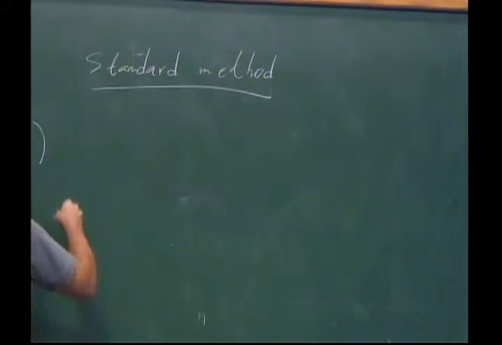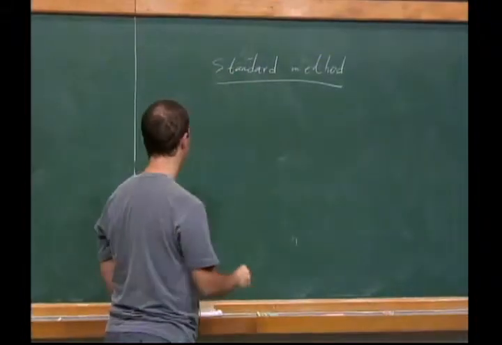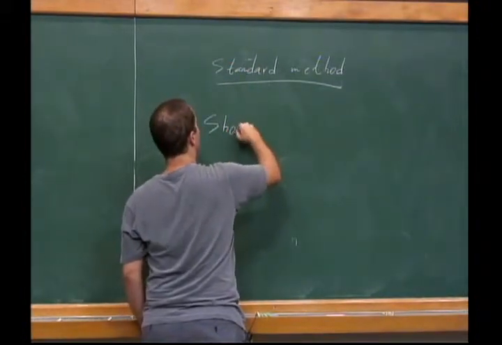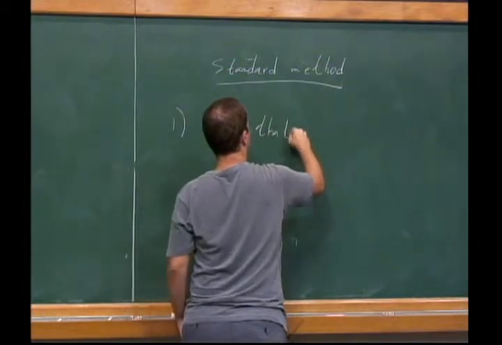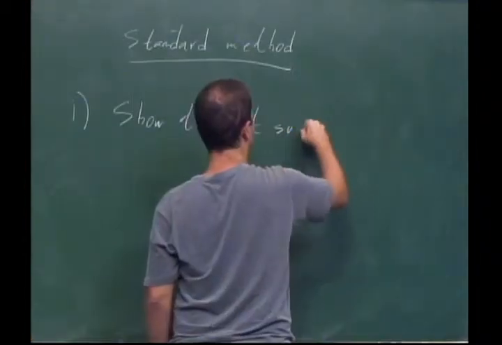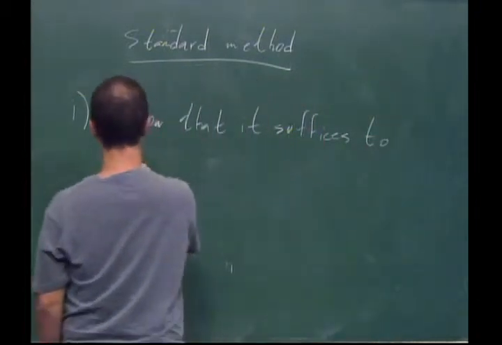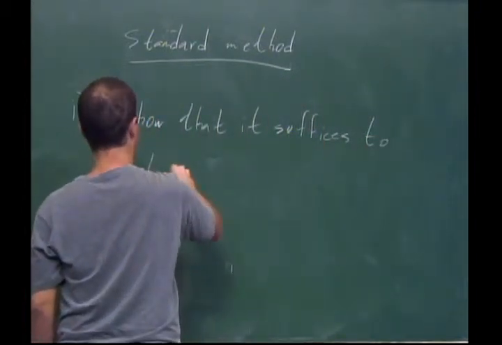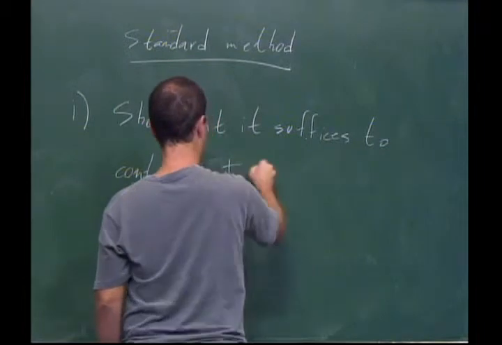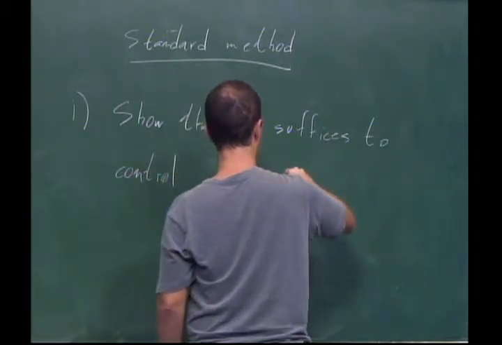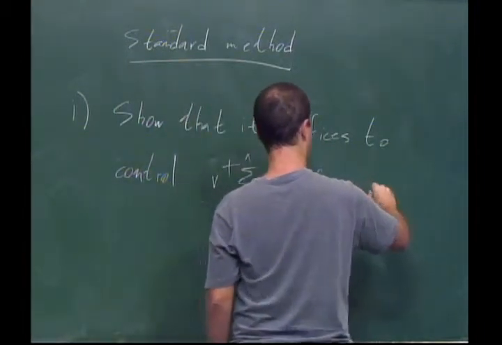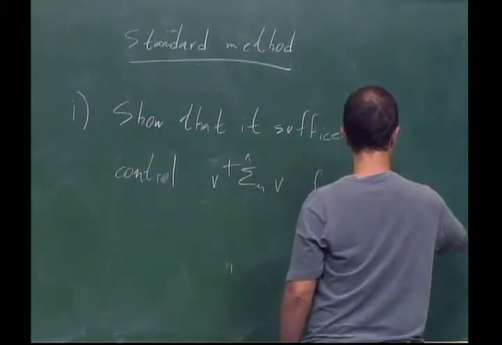So part one would say: show that it suffices to control v transpose sigma hat n v for a discrete, or finite, set.